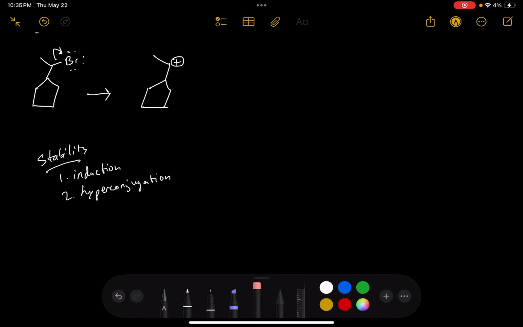Hyperconjugation is that weird pseudo pi bond interaction, where you have the sp orbital between the hydrogen and the carbon. That's the carbon with the sp orbital. And then you have the other carbon over here with an empty p orbital, right? What's going to happen is these electrons in this hybridized orbital will be jumping into the empty p orbital. That would cause this positive charge to partially be over here, right?